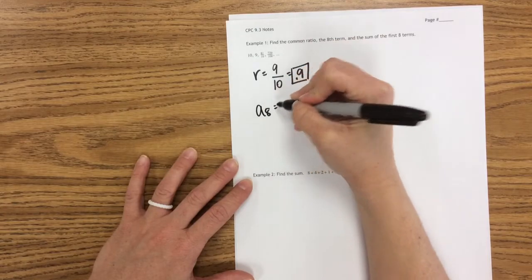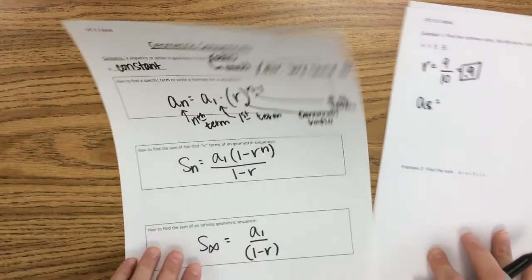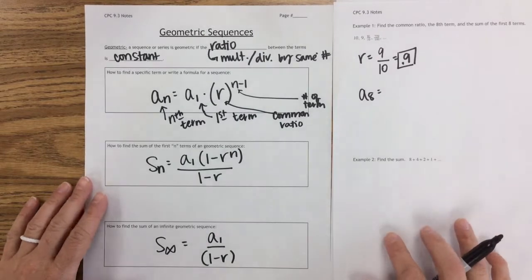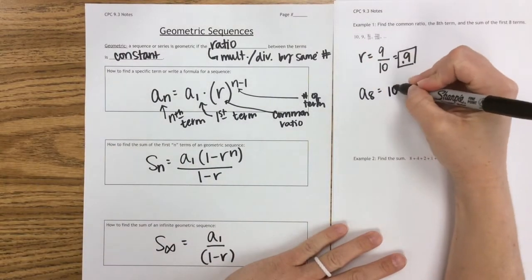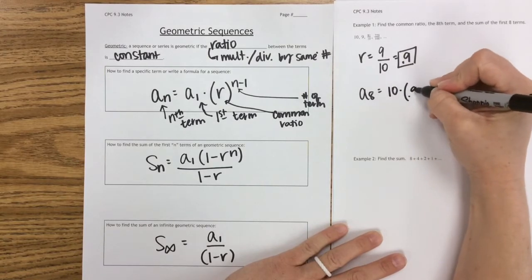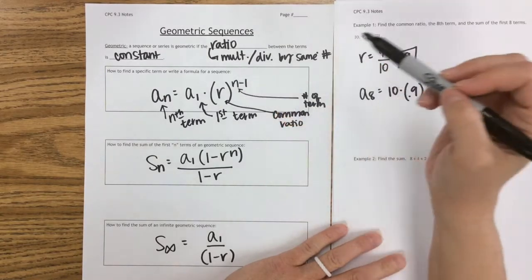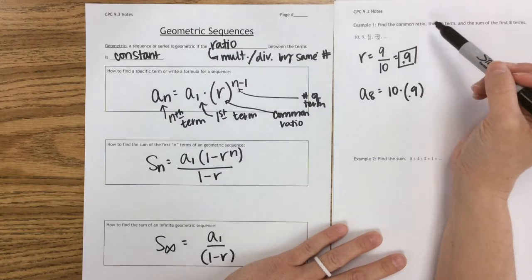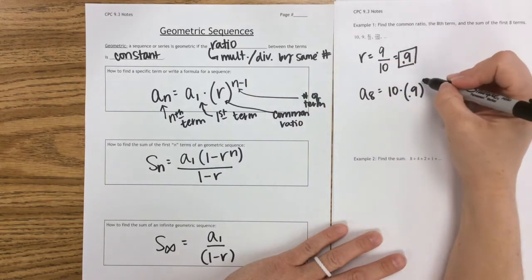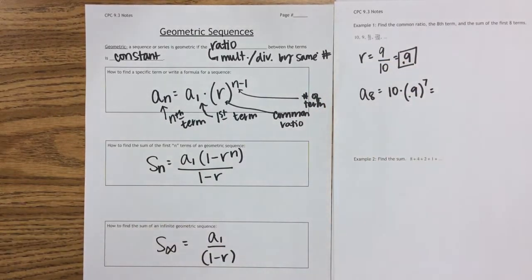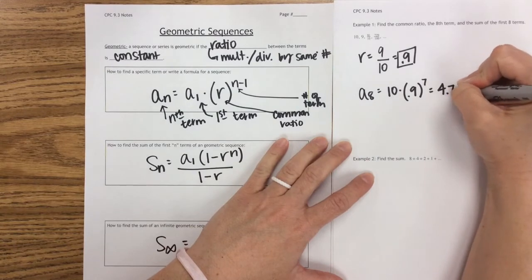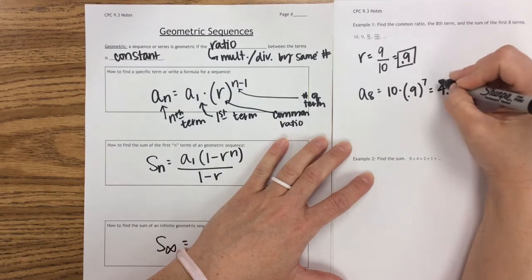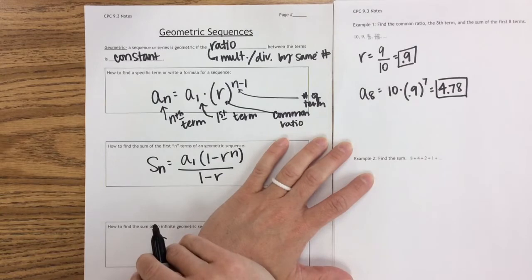For the 8th term, we would use this formula to find a specific term, and it's the first term, which is 10, times the common ratio, which is 0.9, to the n minus 1. And if we want the 8th term, it would be 8 minus 1, so it'd be to the 7th power. And if you type that all in your calculator, you get 4.78 as your 8th term.